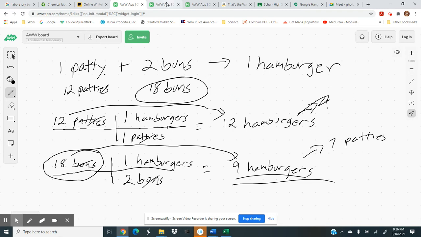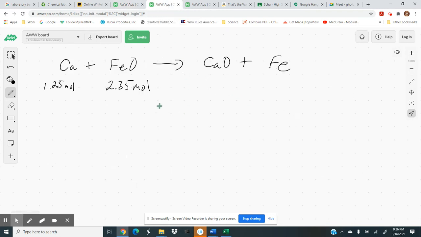Now let's deal with some chemicals. All right, so I have this reaction. And the first one I'm doing is a 1-to-1 ratio, because it's nice and simple. You can probably see it. Basically, the idea, though, is calcium plus iron 2 oxide goes to form calcium oxide and iron. Okay, we got 1.25 moles of calcium, 2.35 moles of iron oxide.